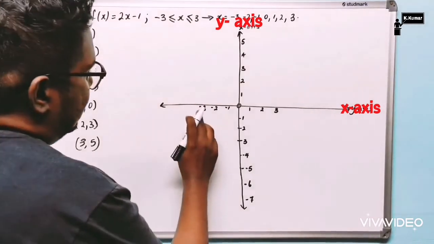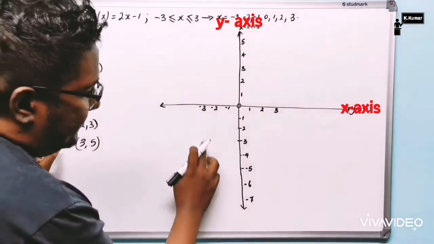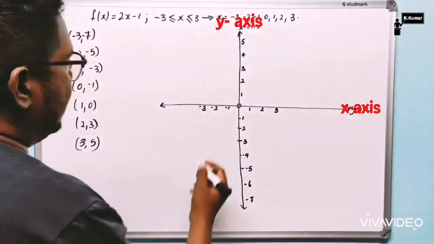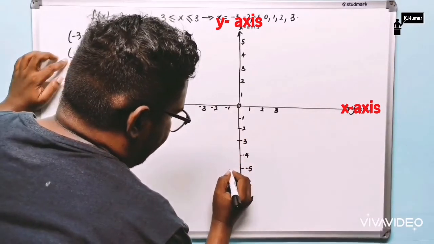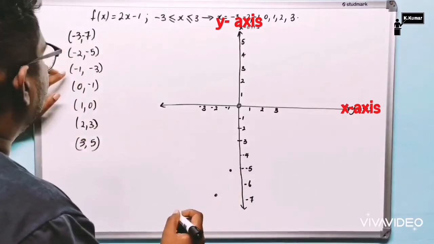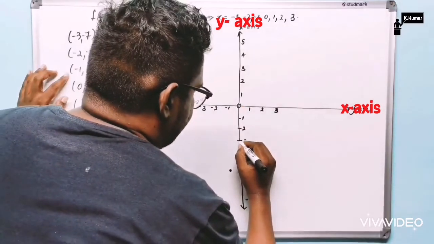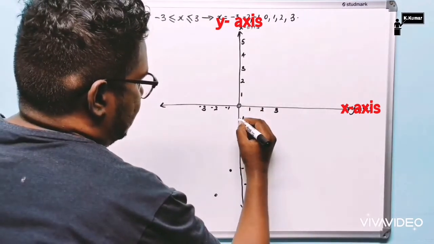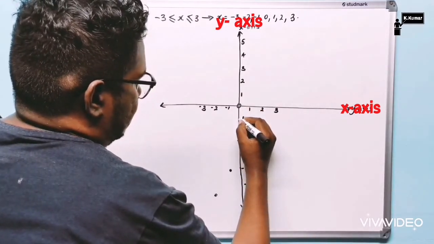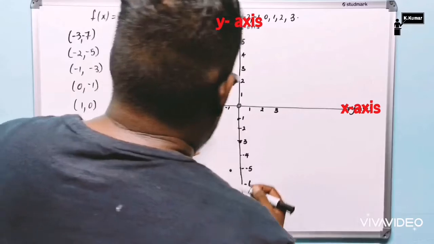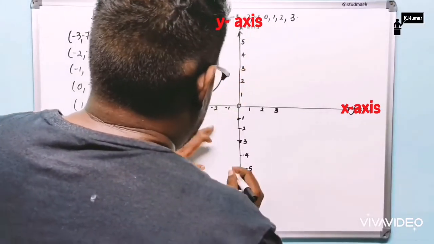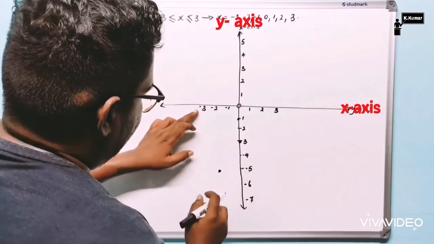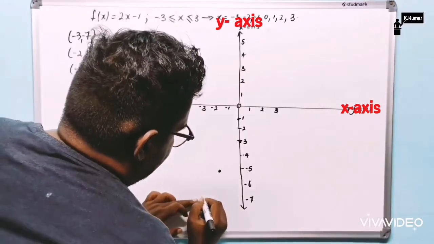So my first point is -3, -7. So you go -3 and you come down to -7. Next we have -2, -5. Then you have -1, -3. Then you have 0, -1. Let me just fix this. So this is going to be 2, -5. And let me just try to get this as accurate as possible.